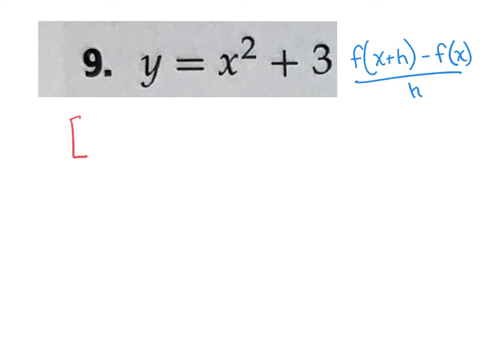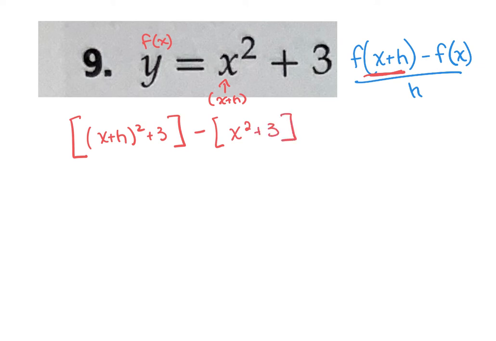So this piece of it plugs the x plus h in. All right? So we have x plus h squared plus 3. That's my first part. Minus f of x is just your original function. Like y and f of x are the same thing. So when you're doing this, it's just whatever it gave you, right? Minus x squared plus 3, right? All over h. Don't forget that we are doing limit as h approaches 0, all right?